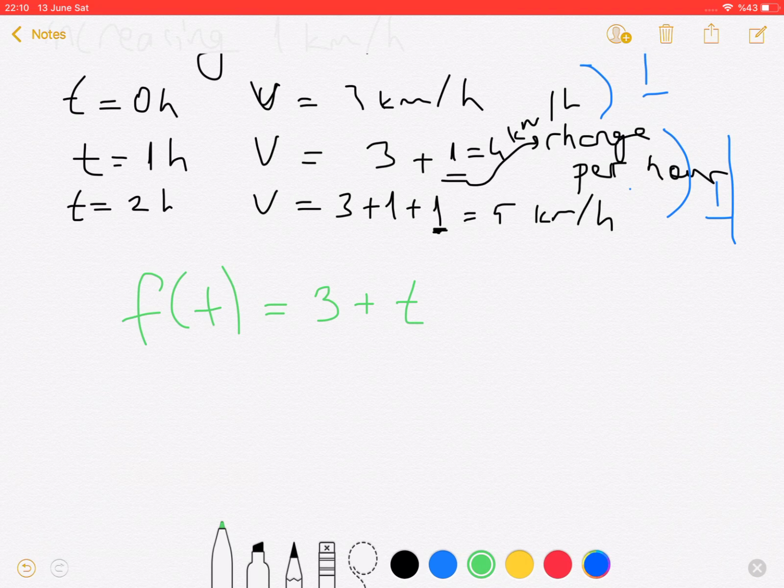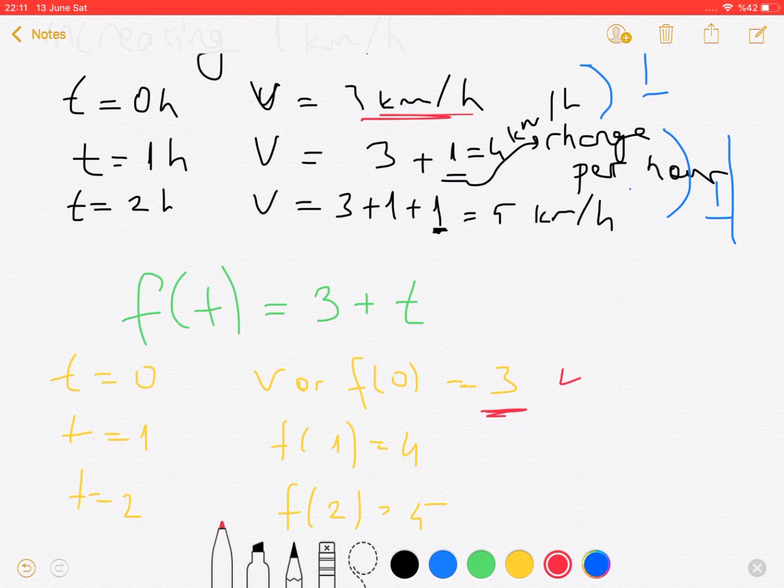Okay, let's put in the numbers. Simple things again. t equal to 0, f of 0 equal to 3. t equal to 1, f of 1 equal to 4. t equal to 2, f of 2 equal to 5. Okay, that makes sense. I'm looking at my data, and I'm in the correct pattern. Let's assume this is a function.